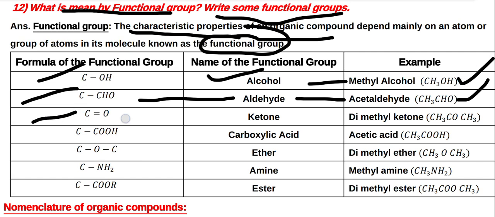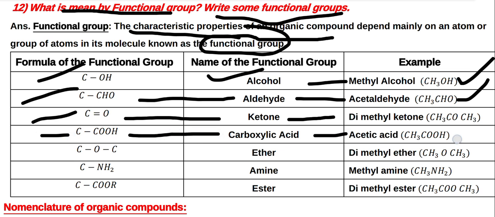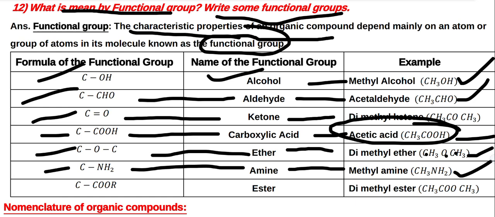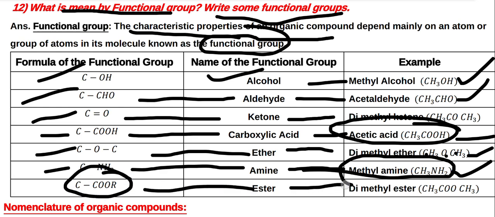C double bond O is the ketone functional group; dimethyl ketone, CH3COCH3. COOH is the carboxylic acid group; acetic acid is the example, CH3COOH. C-O-C is the ether group; dimethyl ether is the example, with chemical formula CH3OCH3. NH2 is the amine group; methylamine, CH3NH2. COOR is the ester group; methyl acetate, CH3COOCH3.